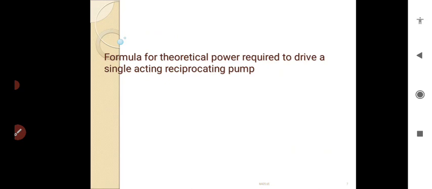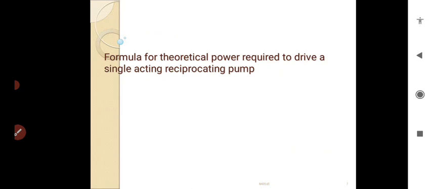In positive slip, the actual discharge is less than the theoretical discharge. Zero slip is when the actual discharge is equal to the theoretical discharge. Negative slip is when the actual discharge is greater than the theoretical discharge.